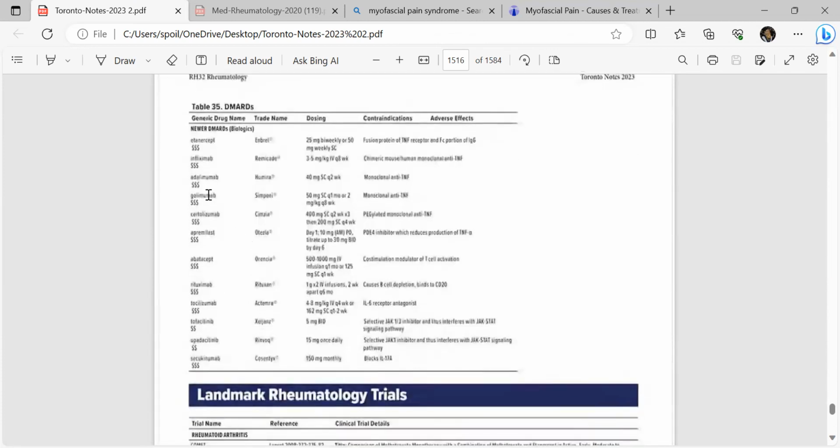And again, the DMARDs, the new DMARDs are etanercept, infliximab, adalimumab, golimumab. This one is very commonly used, rituximab, tocilizumab. I have seen patients using this. It causes B cell depletion. This is something important. Rituximab causes B cell depletion.